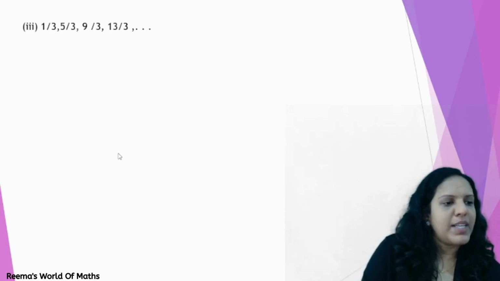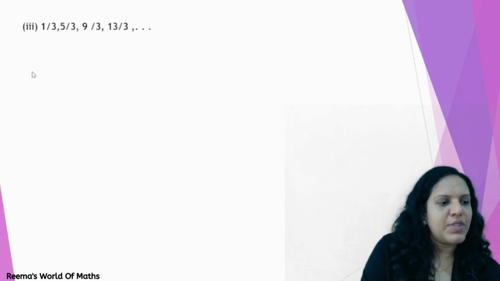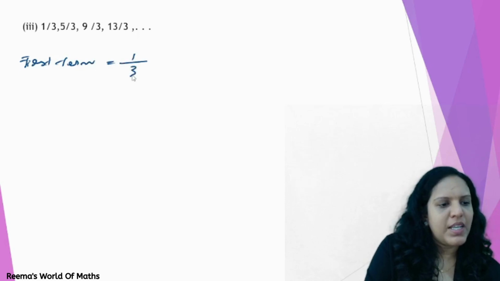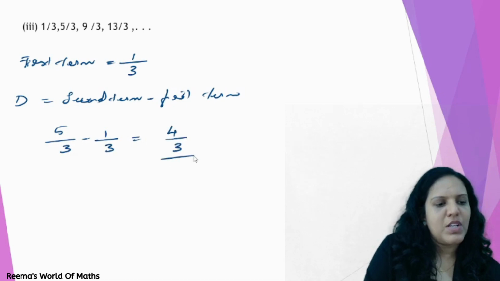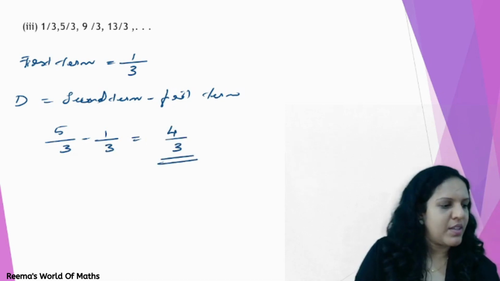Next one, 1 by 3, 5 by 3, 9 by 3, 13 by 3. So let's see, the first term here is 1 by 3, and common difference equals second term minus first term, which is 5 by 3 minus 1 by 3, which is 4 by 3. So the common difference is 4 by 3.